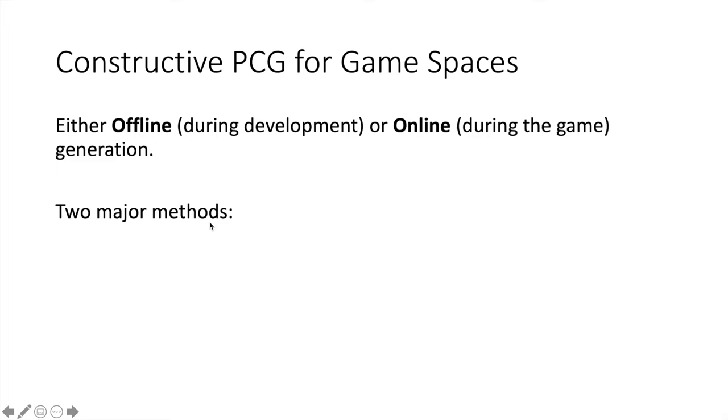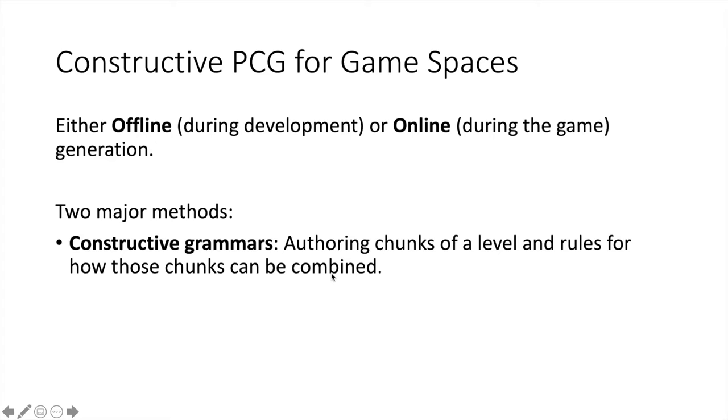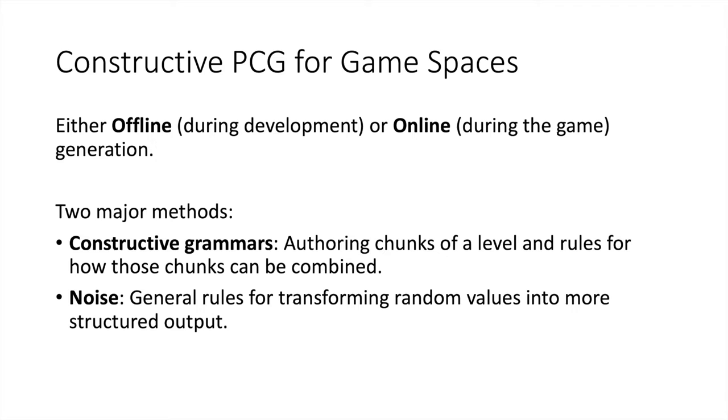There are two major methods for doing constructive PCG for game spaces. They are constructive grammars, which is basically authoring chunks of a level and the rules for how those chunks can be combined, and noise, which we can think of as general rules for transforming random values into more structured output. Constructive grammars tend to be extremely domain dependent, right? We're authoring literal chunks of levels and rules for how the chunks can be combined, and that only makes sense in a particular game. Noise is a much more general approach. The same noise function can be used in lots of different games in lots of different circumstances.